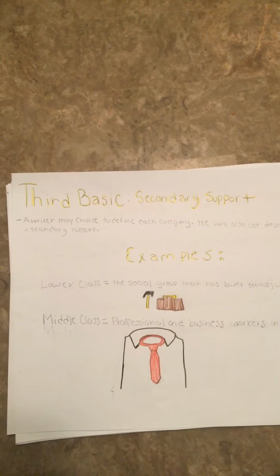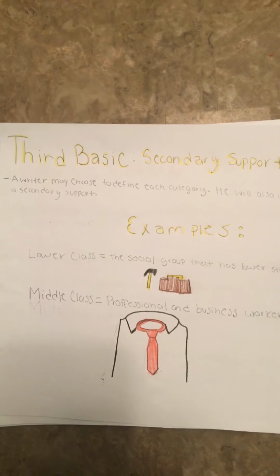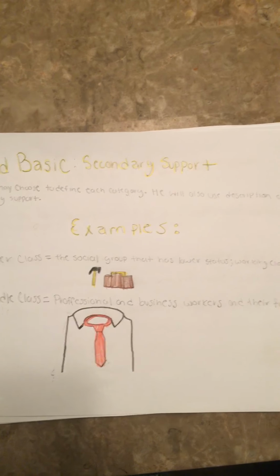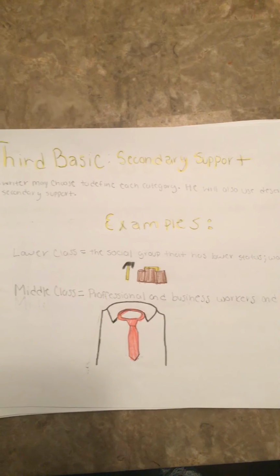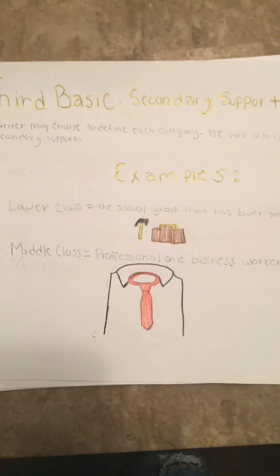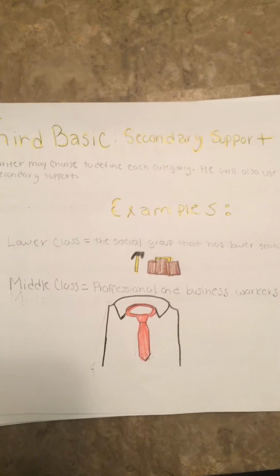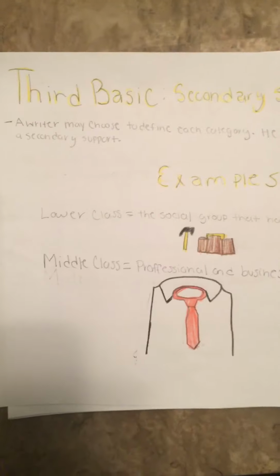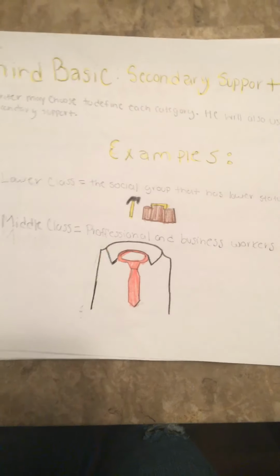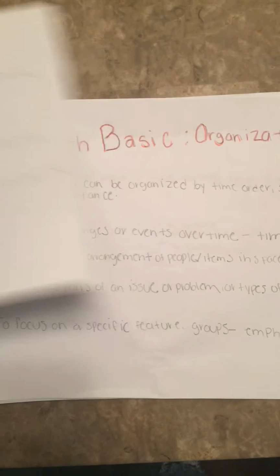The third basic is secondary support. Here a writer may choose to define each category, and will also use description as secondary support. The example that I put is lower class and middle class. Lower classes are people who are lower status or working, who work at a factory or a handmade job, okay? Middle classes are professional business workers who wear suit and ties. This is my suit and tie, all right?